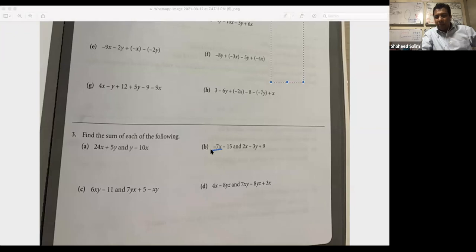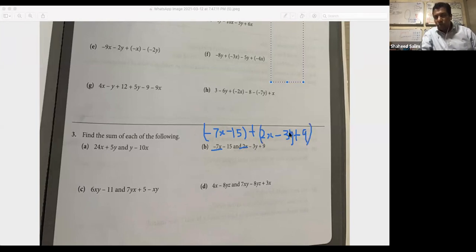There's 7x, there's 2x. So we write it down, right? Minus 7x here, minus 15. Okay, we close the bracket. Plus, this is what? 2x, is it? It's 2x, minus 3y, plus 9. Now remember, you put in your bracket. Okay, make it a habit. You know why? Because later on you won't get mistaken.